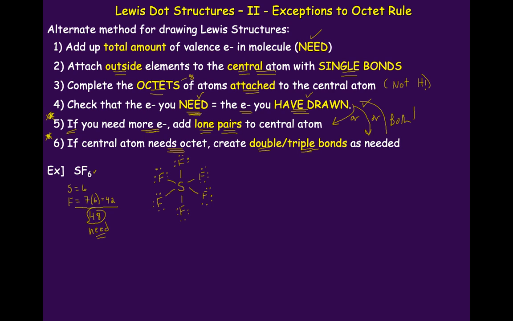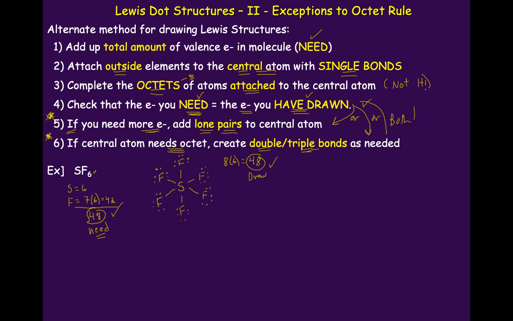Okay, now it's step 4. Check the number that you need with the electrons you have drawn. So let's look around and count them all. Well, this has 8 here, right? There's 8 here, and this happens 6 times, right? So the 8 valence electrons times 6 elements is 48. So wait a second. The 48 that I drew matches the 48 that I need. So I'm okay with step 4.